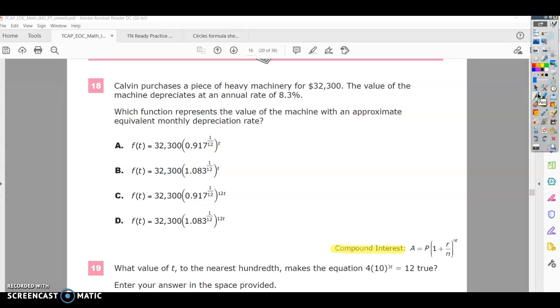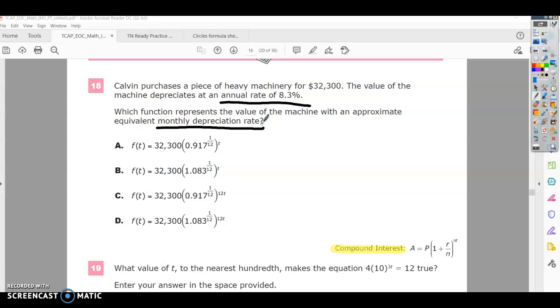All right, number 18 on the EOC practice test, Math 3. Calvin purchases a piece of heavy machinery for $32,300. The value of the machine depreciates at an annual rate of 8.3%. Which function represents the value of the machine with an approximate equivalent monthly depreciation rate?